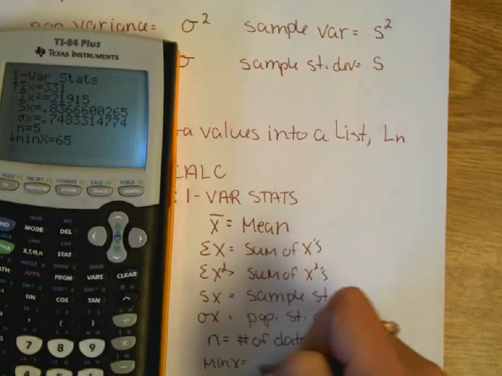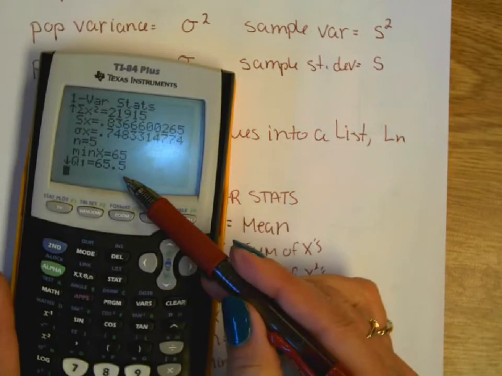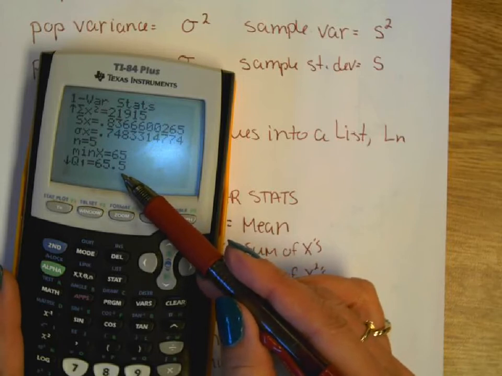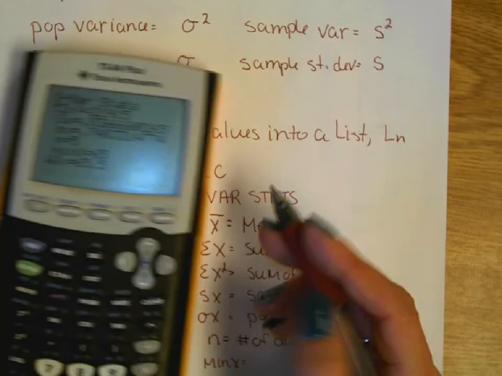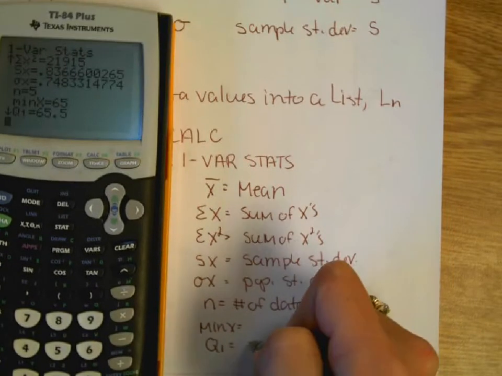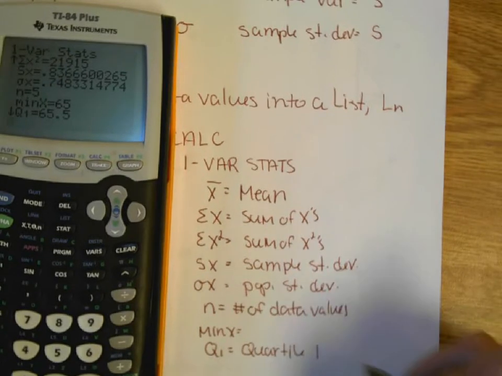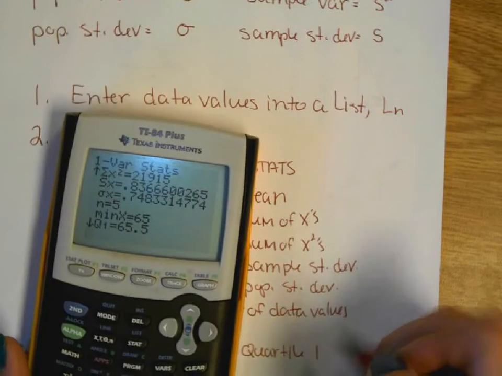Pretty straightforward there. Arrow down. Q1, that's a quartile. We're going to be talking about those in the next section. So I'm just going to put Q1. I'm going to call it quartile 1. Even though you don't know what that is, you will learn about that tomorrow or in the next section.